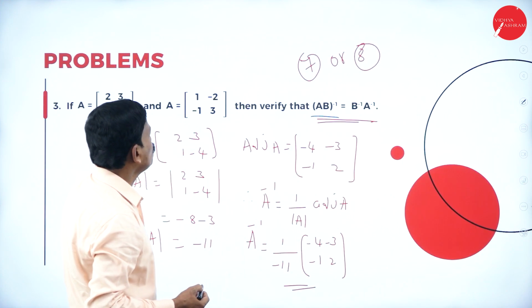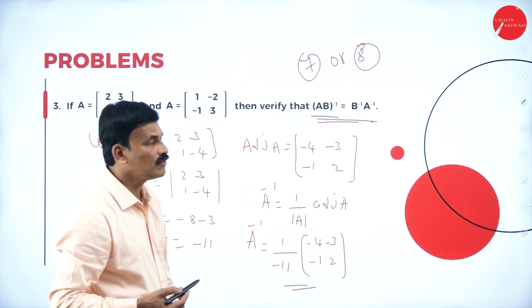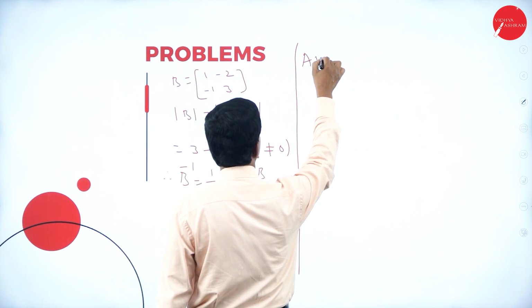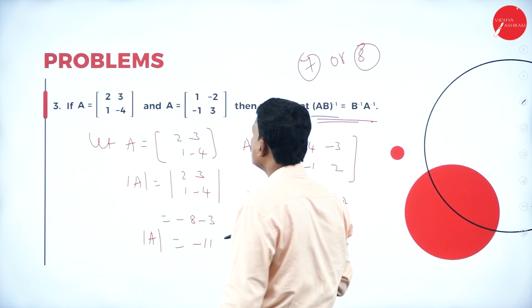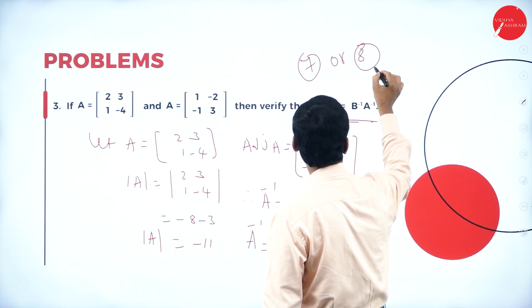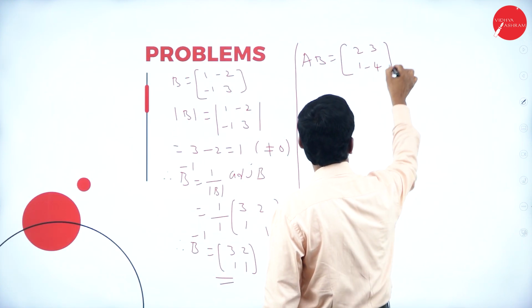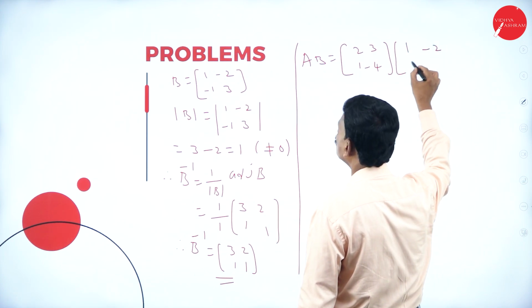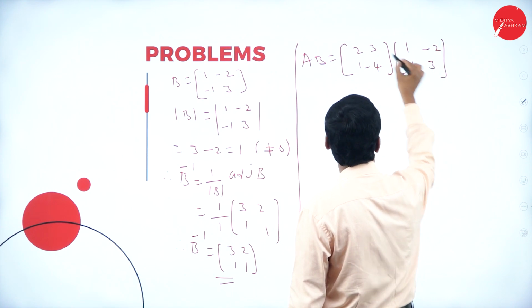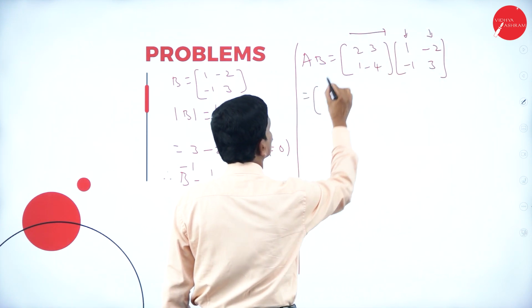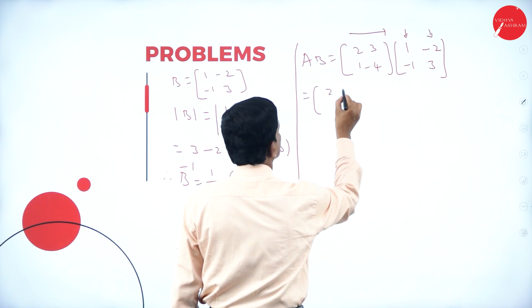Now what is to prove? To prove that AB whole inverse. Now just find out AB. Multiply these two matrices A and B. What is A? 2, 3, 1, -4, and the matrix B. B is equal to 1, -2, -1 and 3. Multiply this. First row, first column, second column. This is equal to 1 2s are 2, -3 1s are 3.